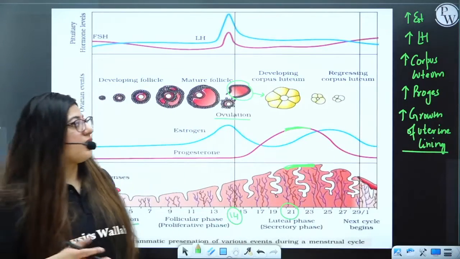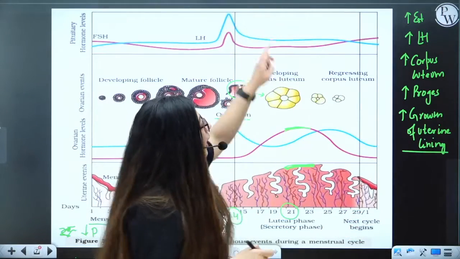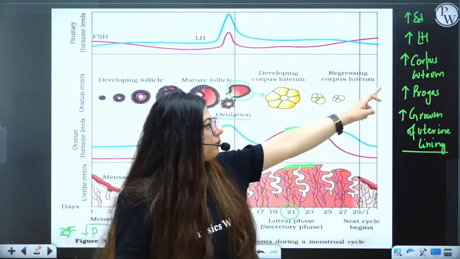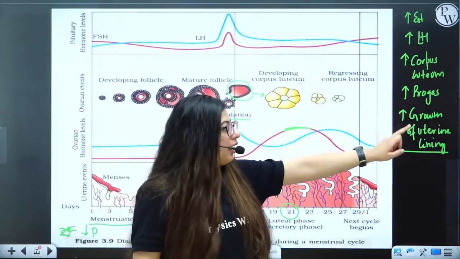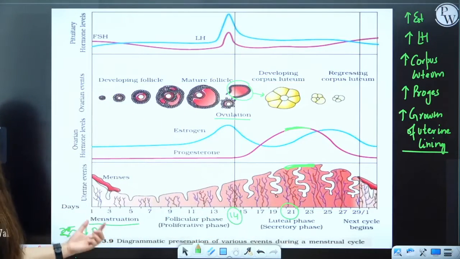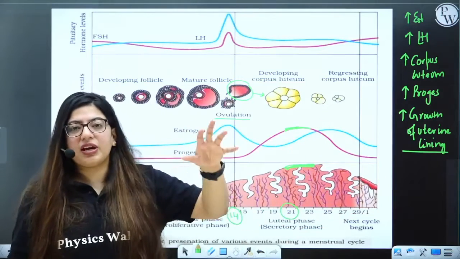That's it. So if I say at the last days, around day 29, the LH drops. If the LH drops, the corpus luteum will not be maintained. There will be no progesterone and the uterine epithelium will shed off. And this is what happens during menstruation. So this is how the cycle will move in a female. I'm just telling you in a simple way.